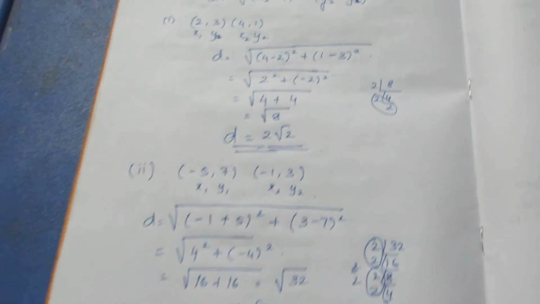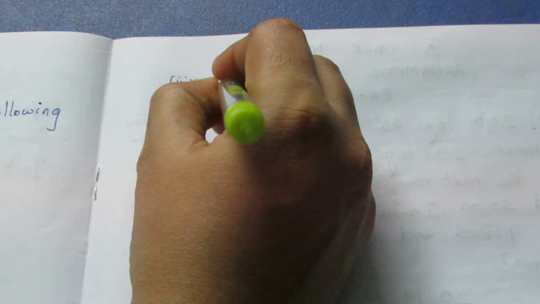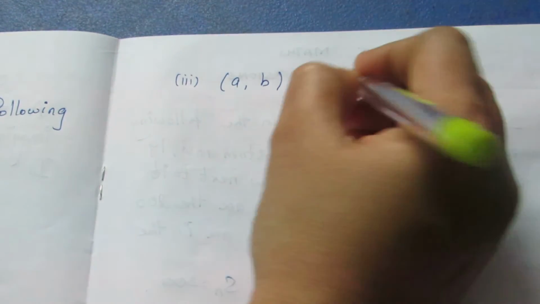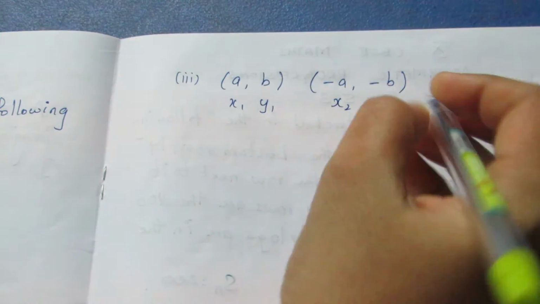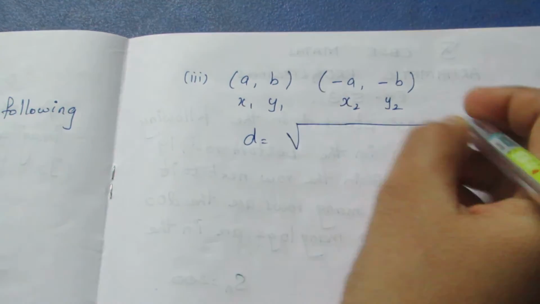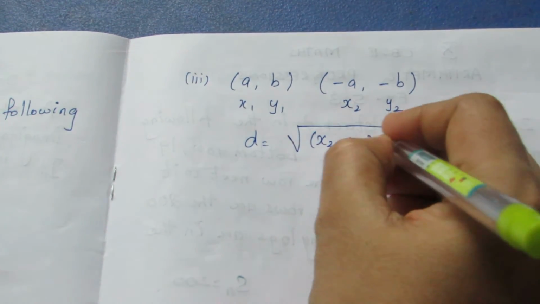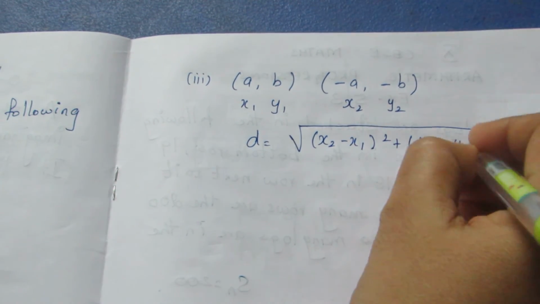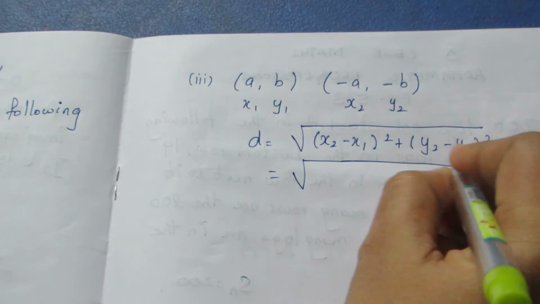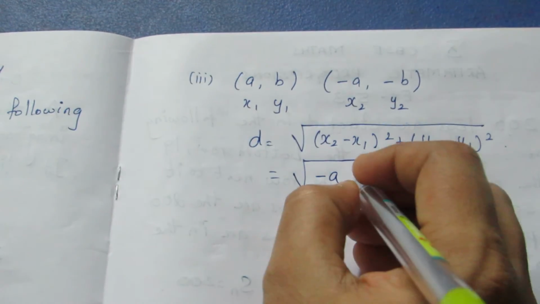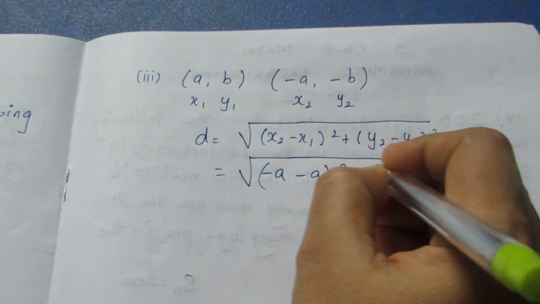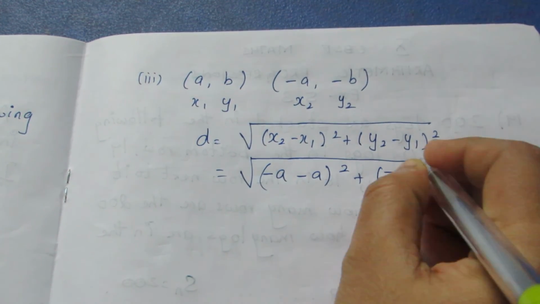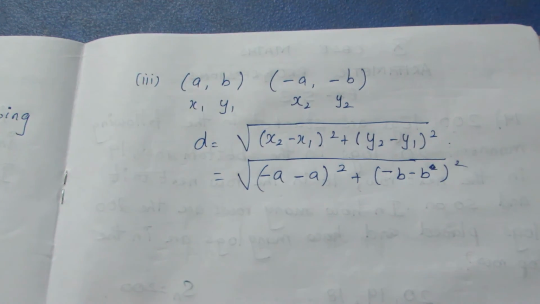We'll move on to the third one. The third one, the question is a comma b. For the second one it is minus a comma minus b. This will be my x1 y1 and this is x2 y2. We know the distance formula to be x2 minus x1 the whole square plus y2 minus y1 the whole square. Here x2 is minus a, so minus a, here is also minus a. Because of plus I am just writing minus, whole square, plus here minus b. There also we need to take it as minus b the whole square.